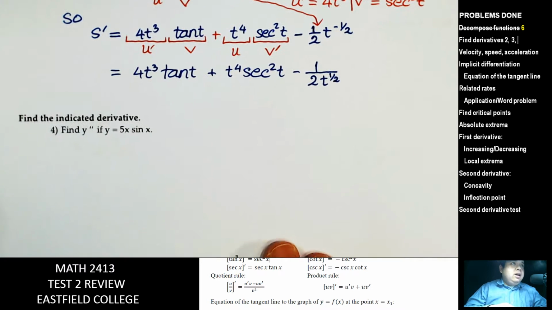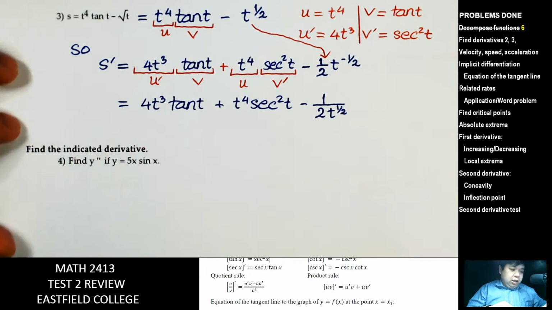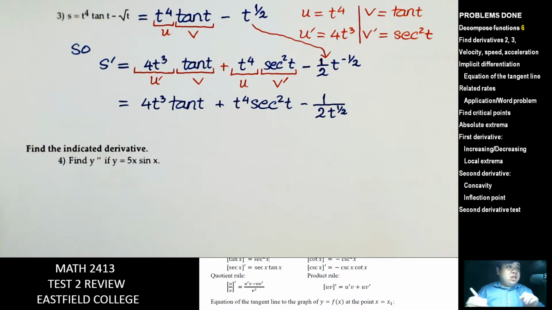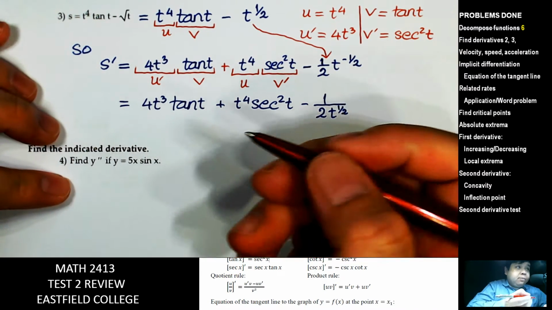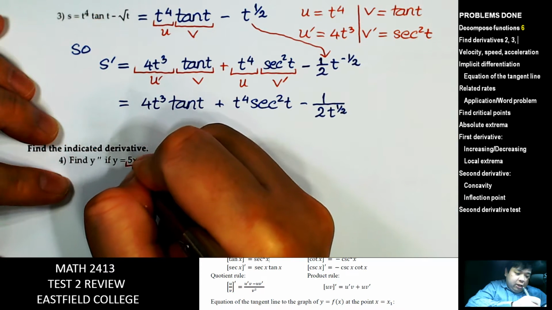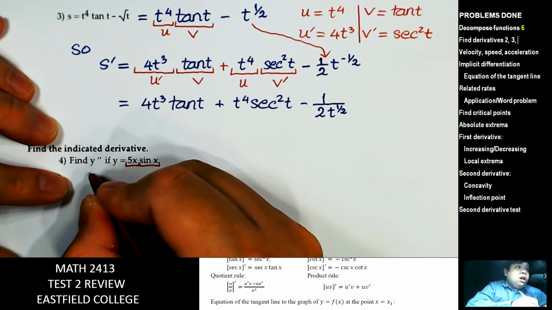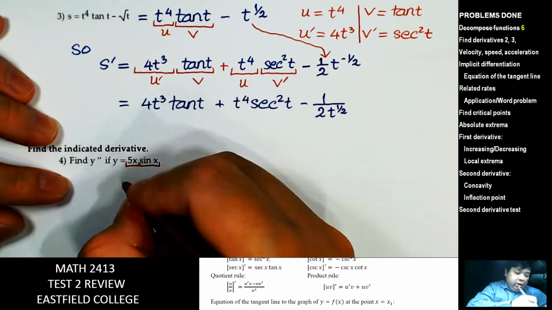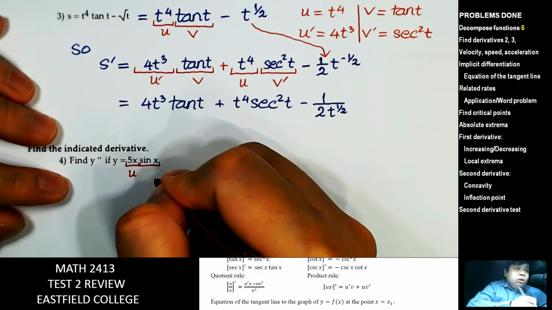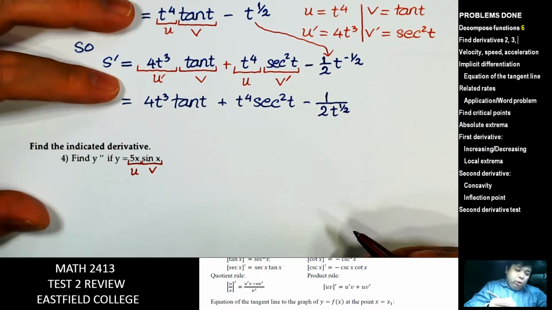Right. Or this is also similar to what we just did. So find derivative of this. This question asks for the second derivative, so we have to do derivative twice. So first, product rule here.